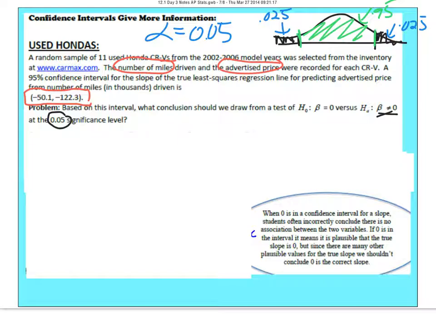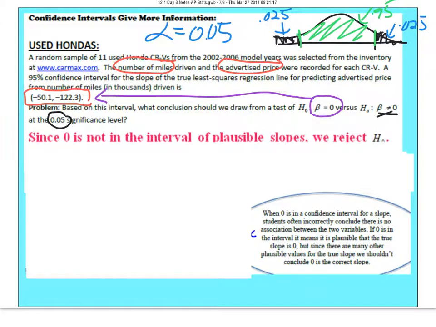All right, let's answer the question. How would we make a conclusion about this hypothesis given this confidence interval? Well, when you look at this, the population parameter we said is equal to 0. Is 0 actually within our confidence interval? In this case, it's not. So what we would say, since 0 is not in the interval of plausible slopes, we can reject H sub O. And based on that, we can make our conclusion.